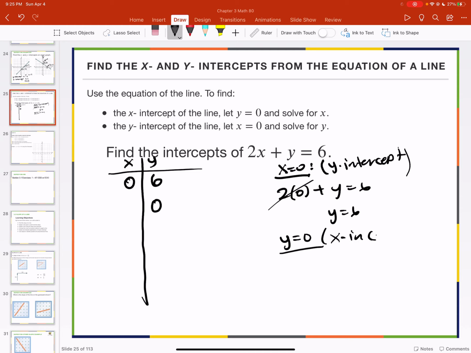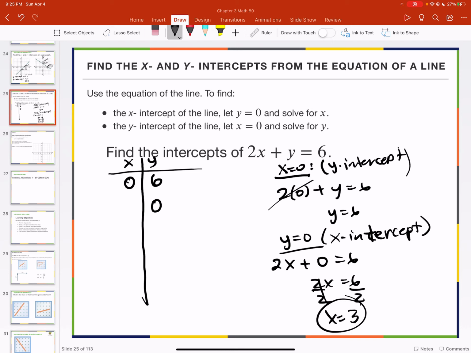Notice that you make the opposite one 0. Intercept is spelled like this. So y equals 0. We have 2 times x plus 0 is equal to 6. So 2x is equal to 6, divided by 2, x is equal to 3. There it is. So the intercepts are 0, 6, and 3, 0.